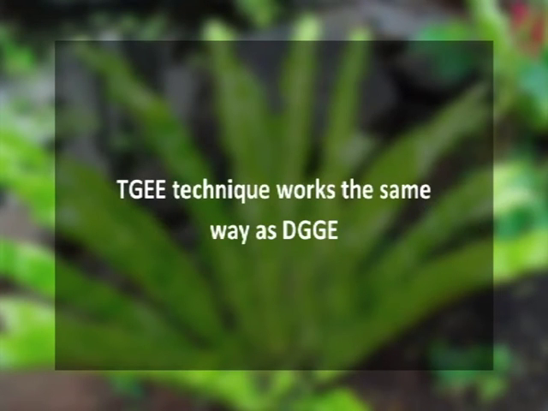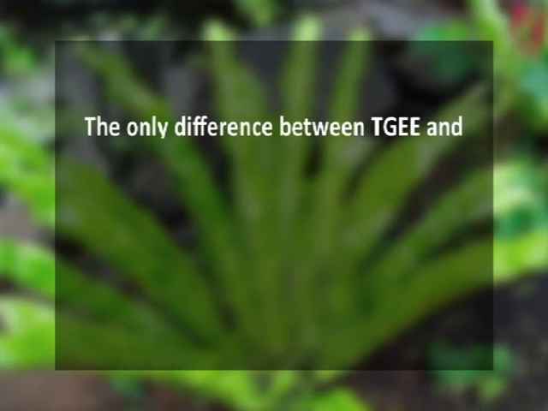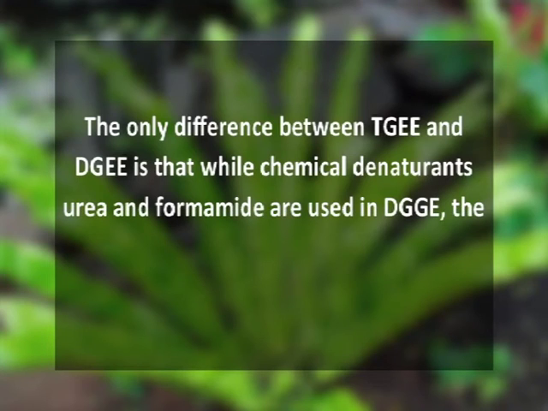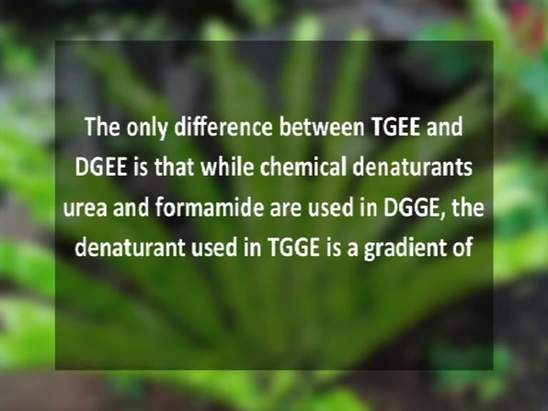This technique works the same way as DGGE. The only difference between the two is that while chemical denaturants, that's urea and formamide, are used in DGGE, the denaturant used in TGGE is a gradient of temperature, hence this name.